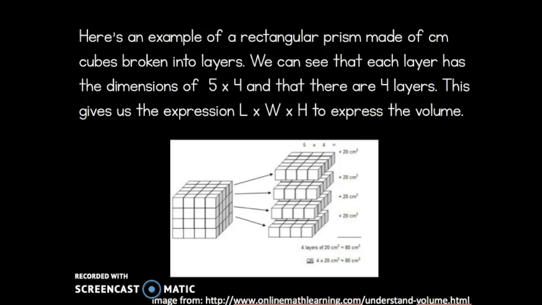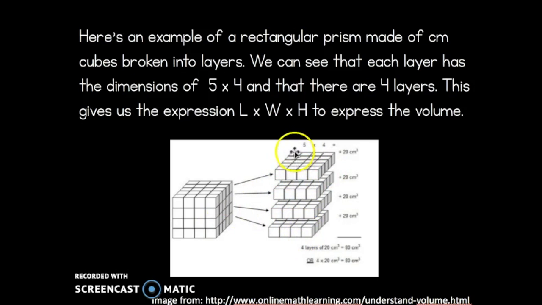So here's an example of a rectangular prism made of centimeter cubes that has been broken down into layers. We can see that each layer has the dimensions of 5 by 4, and that there are 4 layers altogether. So again, this gives us that expression of length times width times height to express the volume. You can see the entire shape broken down into the different layers of cubes.